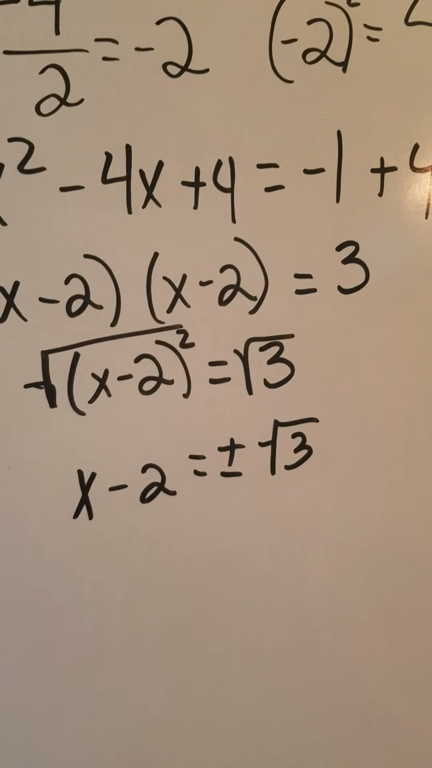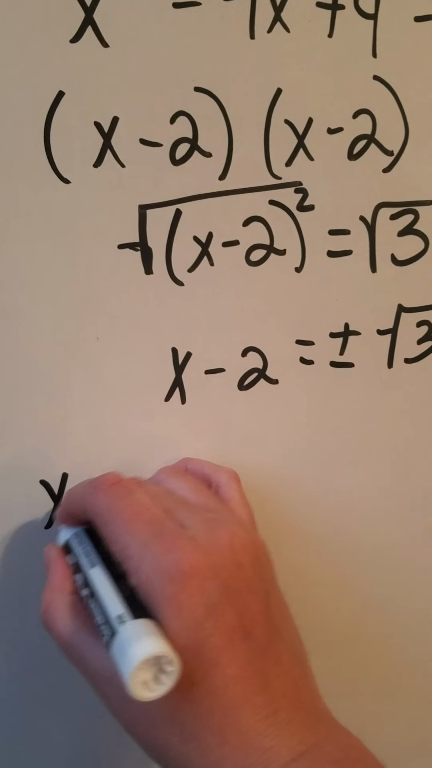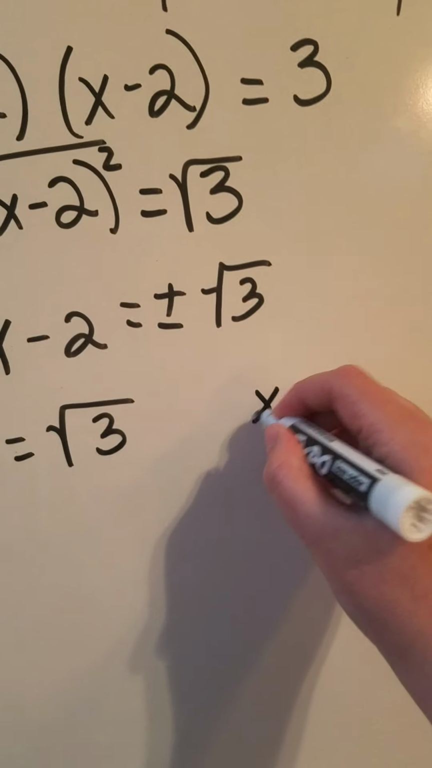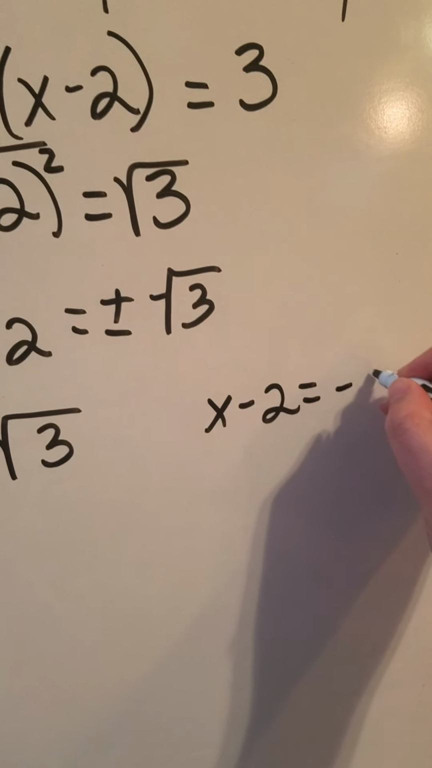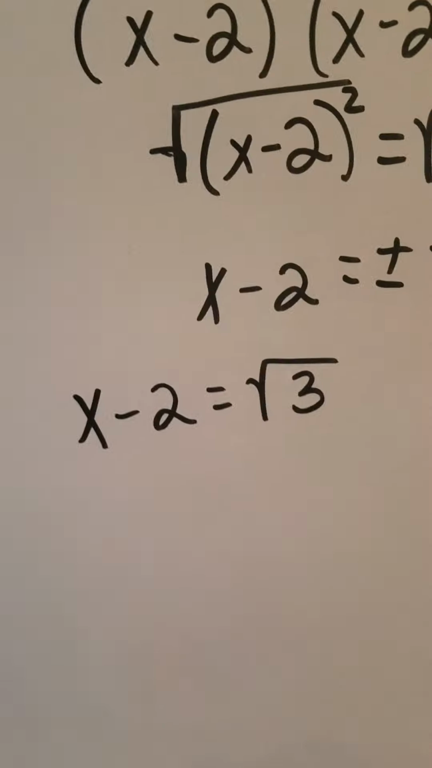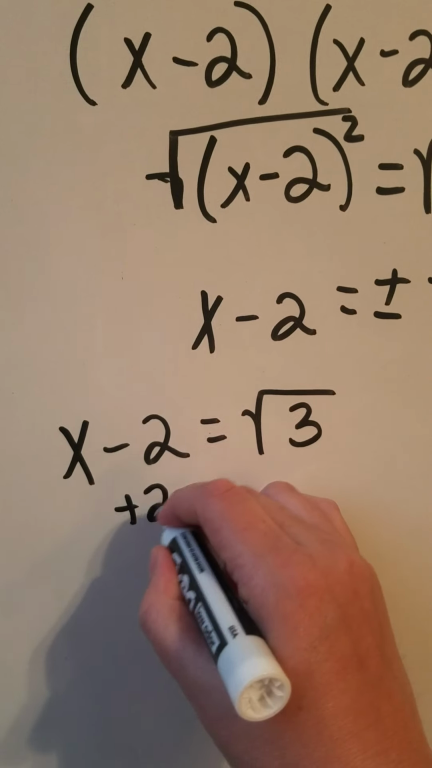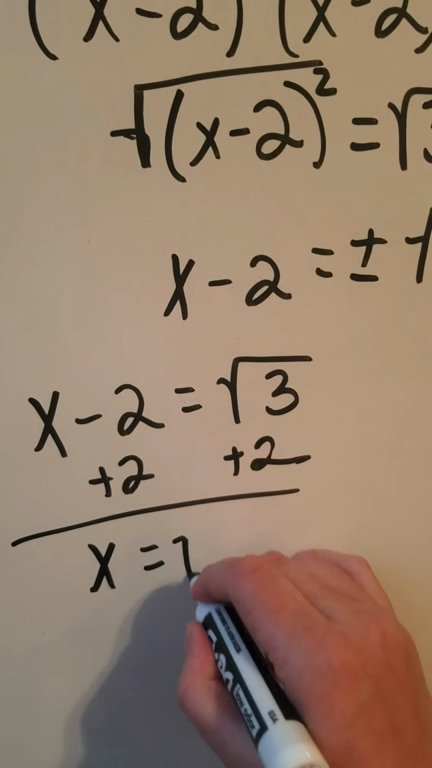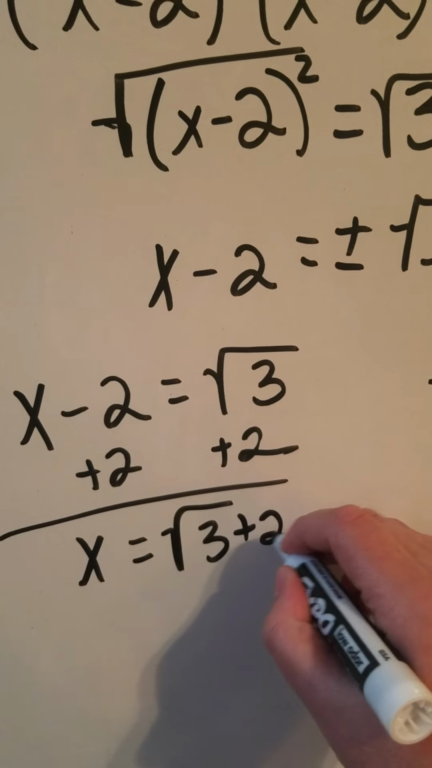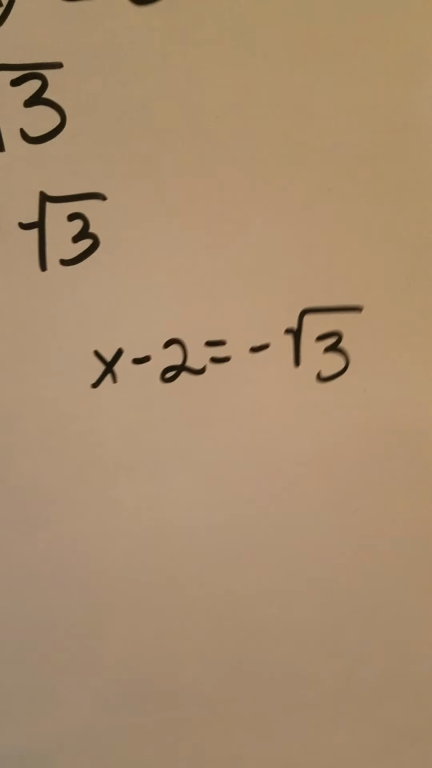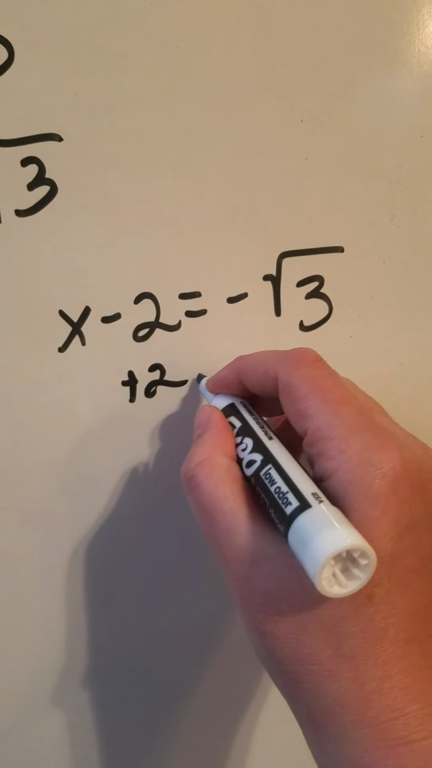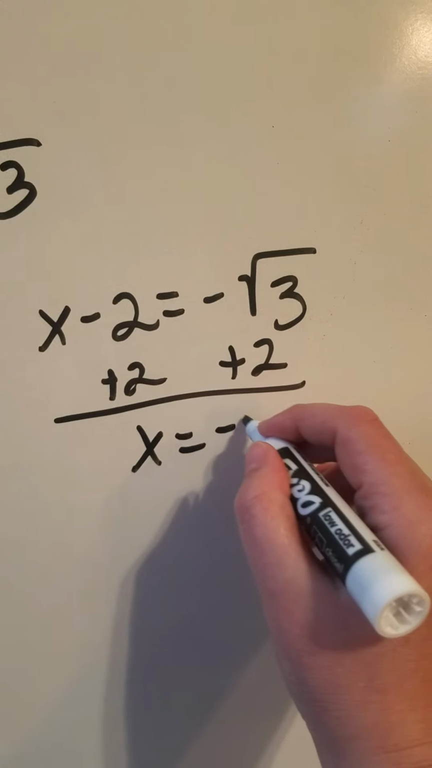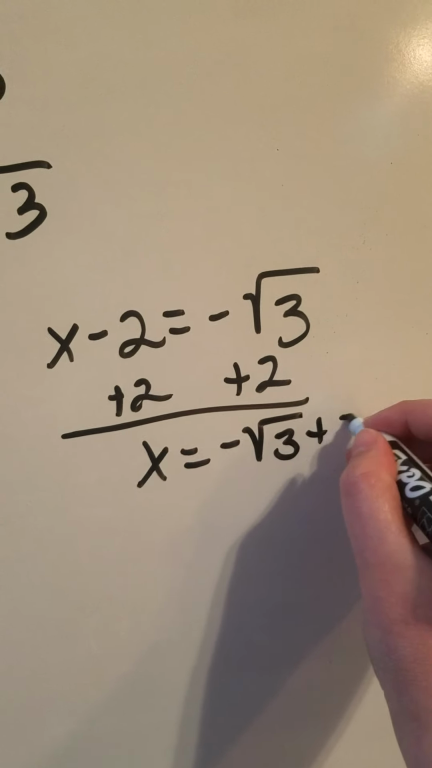Alright. Go ahead and split it up. I have x minus 2 equals square root of 3. X minus 2 equals negative square root of 3. For this one I will add 2, and I'll get x equals square root of 3 plus 2. For the other one, still adding 2, but this time I get negative square root of 3 plus 2.